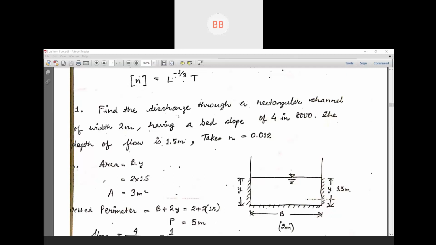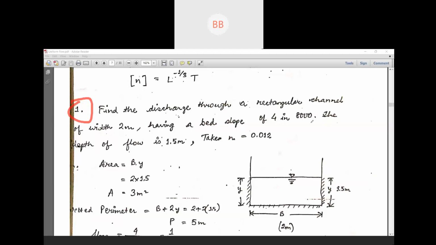So here is our first numerical. Find the discharge through a rectangular channel of width 2 meter having a bed slope of 4 in 8,000. The depth of flow is 1.5 meter. What is given? We need to find out the discharge. Then they have said the channel is a rectangular channel.